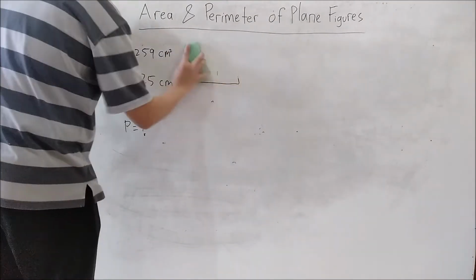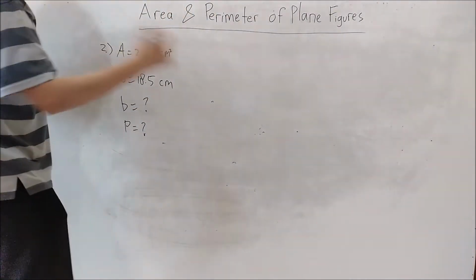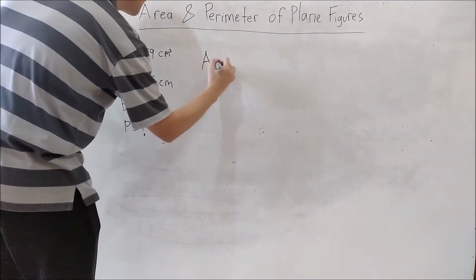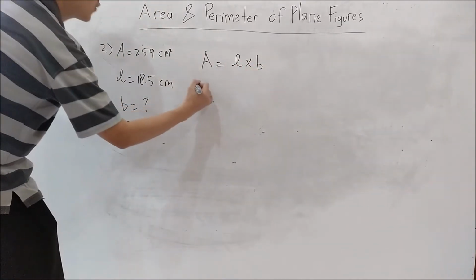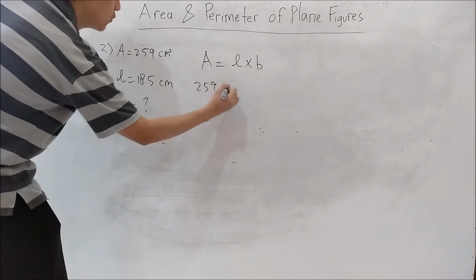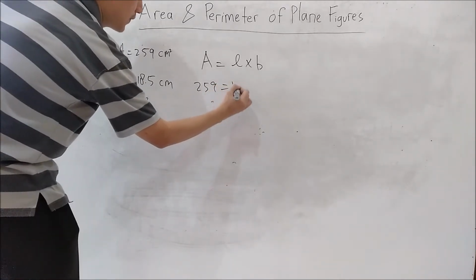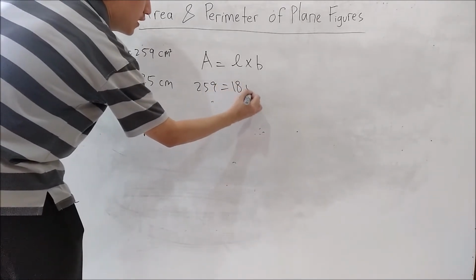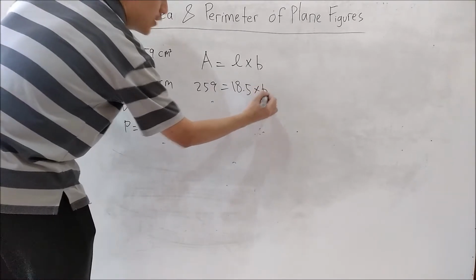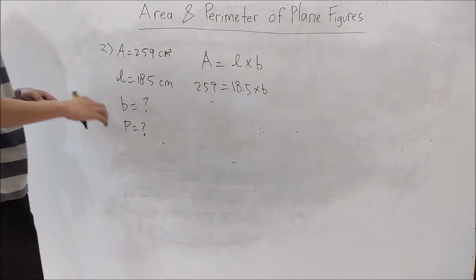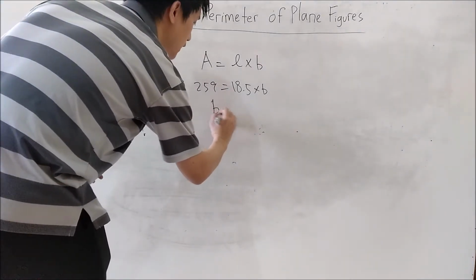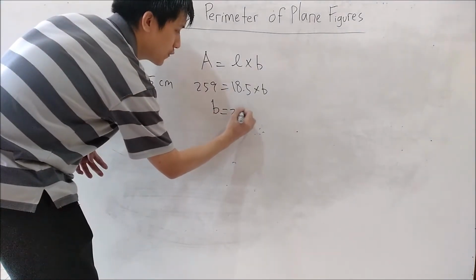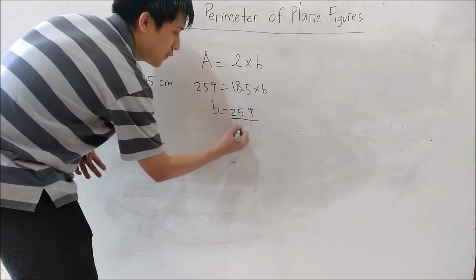Since we have this formula of a rectangle, area is length times breadth. So I had 259 equals 18.5 times breadth. Since we have learned algebra, if we want to find the breadth itself, it will be 259 divided by 18.5.